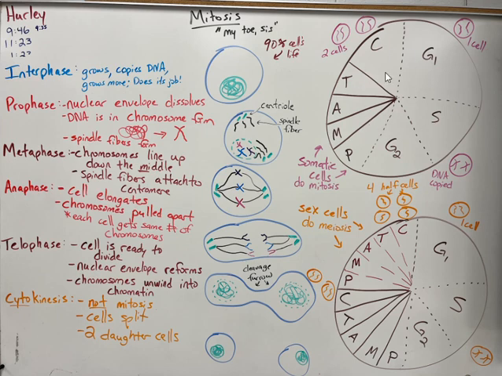These are somatic cells. They're body cells. Somatic cells do mitosis. Every cell in your body, every living cell in your body, except for sex cells, so that would be a sperm cell or an egg cell, an ovum, those all go through mitosis.